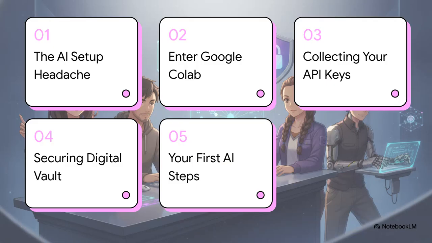Here's our quick roadmap for today. 1. The AI setup headache. 2. Enter Google Colab. 3. Collecting your API keys. 4. Securing your digital vault. And finally, 5. Your first AI steps. I promise you there are going to be zero surprise technical hurdles today.